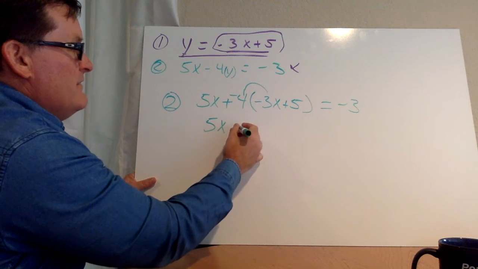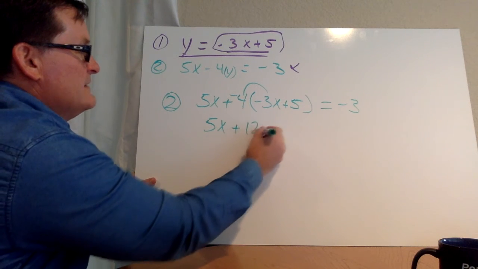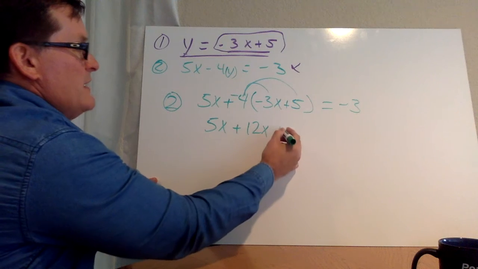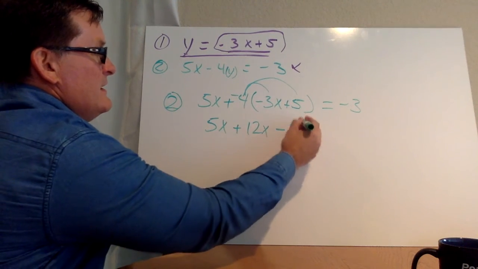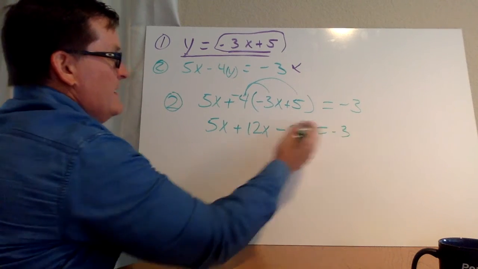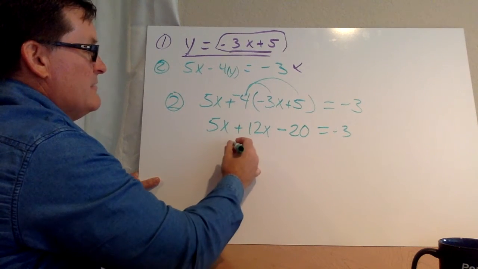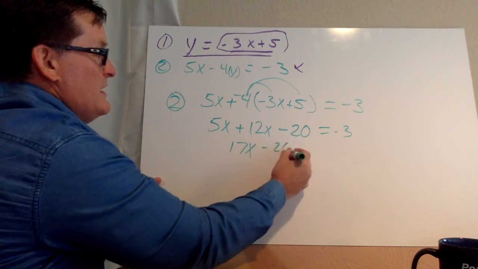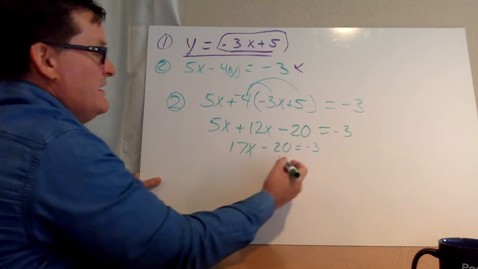Negative 4 times negative 3x is positive 12x. Negative times negative is positive. And then negative 4 times a positive 5 is negative 20. So we've got the distributive property taken care of, equals negative 3. Now we have two variables we can combine, 5x plus 12x is 17x, minus 20 equals negative 3.